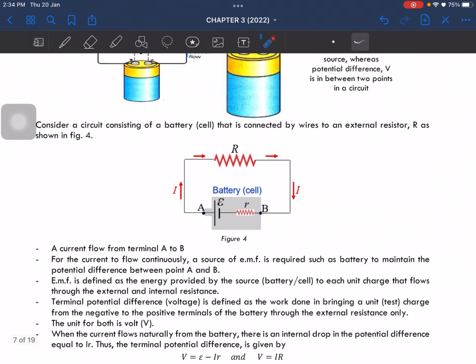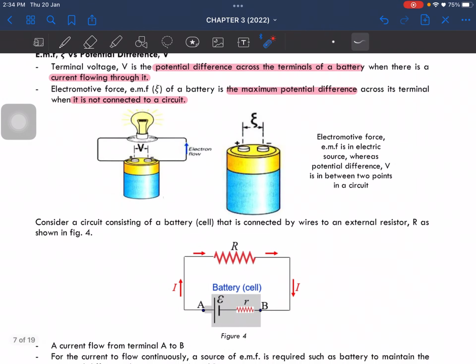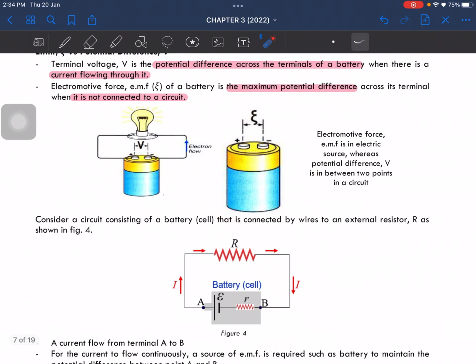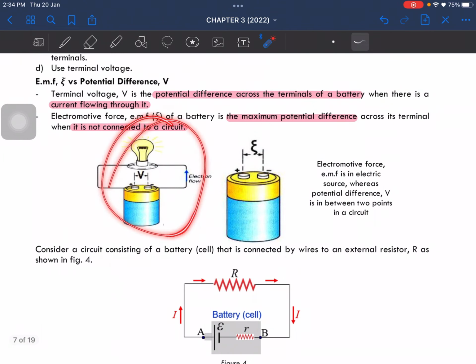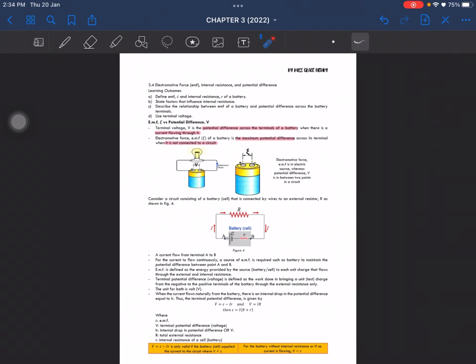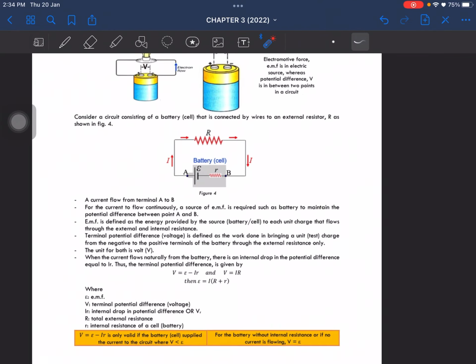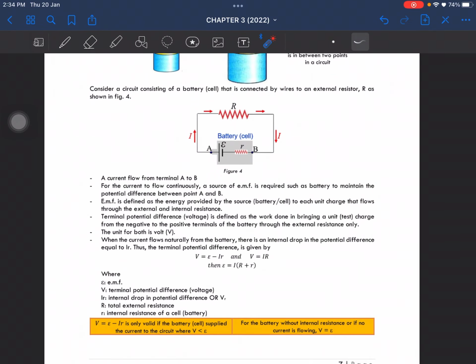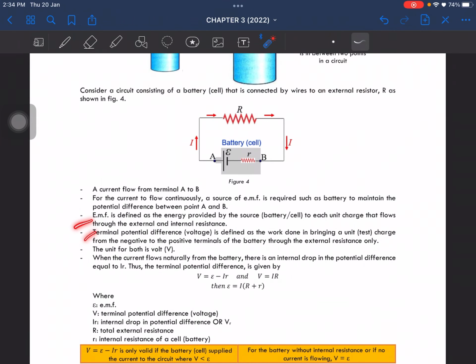EMF here is basically defined as the energy provided by this cell here. Okay, and then terminal voltage, it is the work done in bringing a test charge from the negative terminal to the positive terminal of the battery. Okay, all right, so let's consider this. I actually should have said that here, but it's okay.